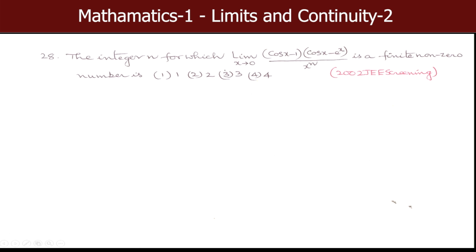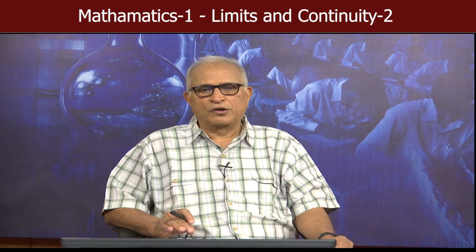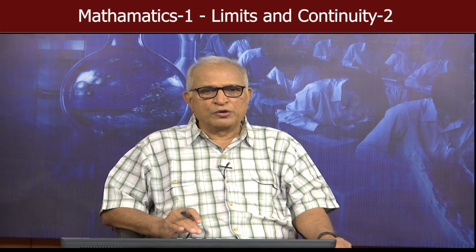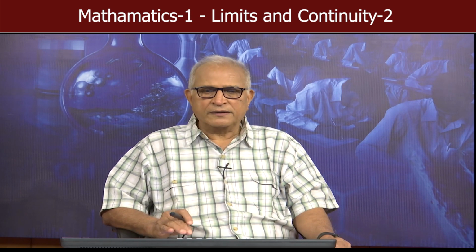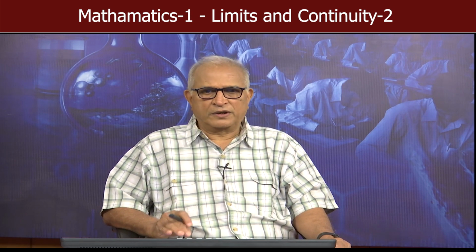This is a strange question. Find the integer n for which the limit as x tends to 0 of (cos x minus 1) into (cos x minus e power x) by x power n is a finite non-zero number. The limit very much exists, and the limit is always different from 0. What is the integer value of n for which this given limit is a non-zero number? It is finite, it is a non-zero number. Okay? It is a real number not equal to 0.